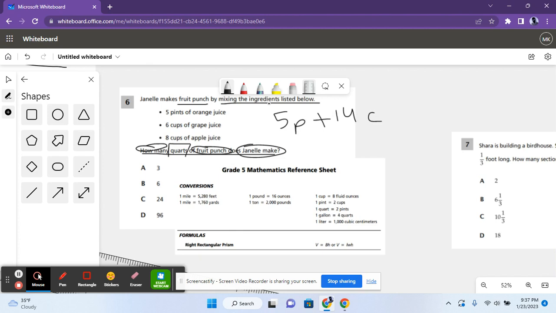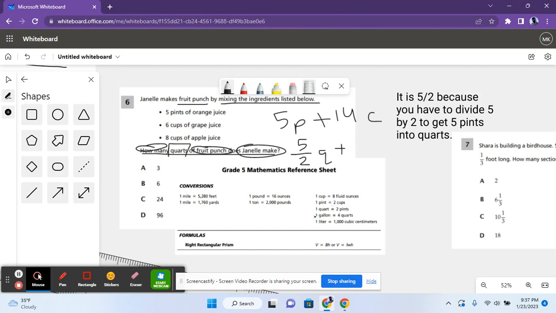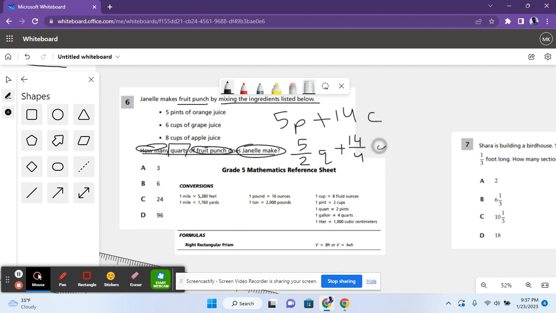So let's see how many pints are in a quart. So a quart equals 2 pints. We have 5 pints here. So we have 5 over 2 quarts plus 14 cups. It says 1 pint equals 2 cups. And 1 quart equals 2 pints, which means that each quart has 4 cups. So we have 14 over 4 quarts.